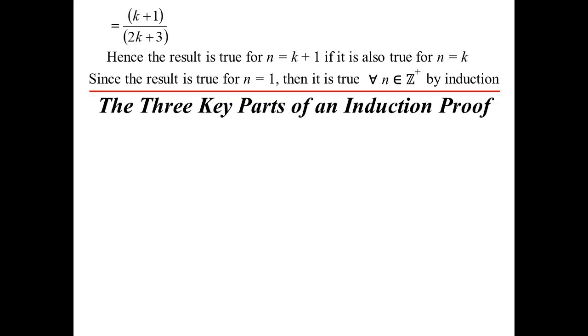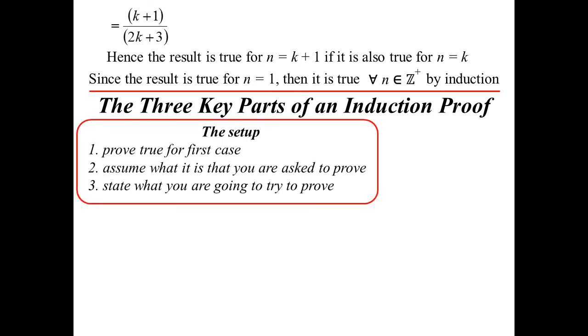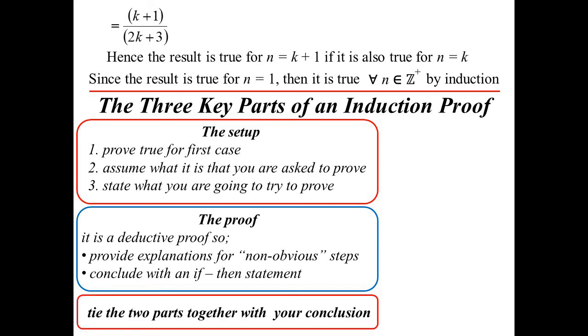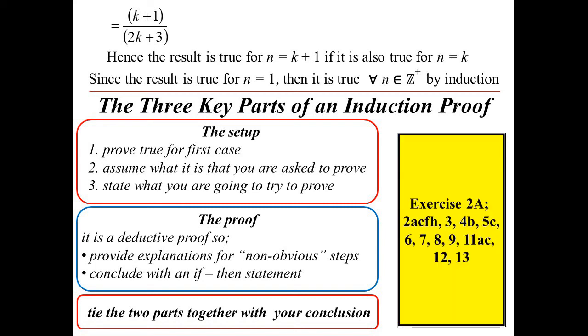Remember, there are 3 key parts to your induction proof. There's the setup. So we prove it true for the first case. We make our assumption, and then we state what we're trying to prove. So that's the setup. Then we go and do the proof. But this is actually a deductive proof we're now doing. So provide explanations, certainly for non-obvious steps. How did I go from this line to this line? Explain what you're doing. And you should conclude with your if-then statement. And then the final bit just ties the 2 parts together. I've proven it's true for 1, therefore it must be true for all of them by induction. Let's have a go at some of those.